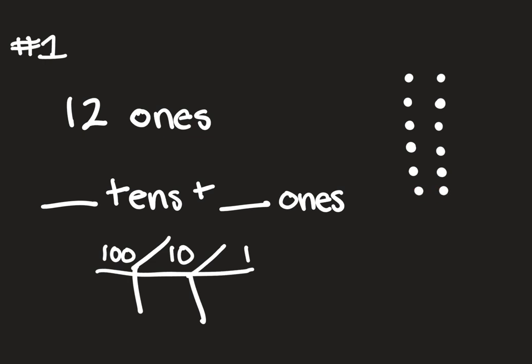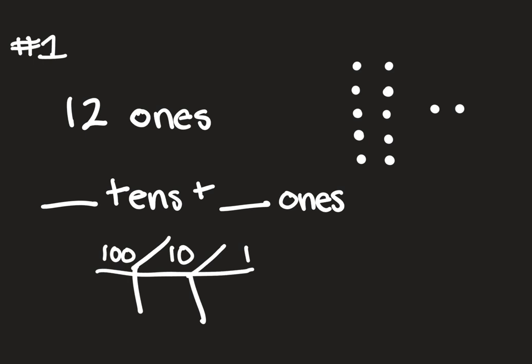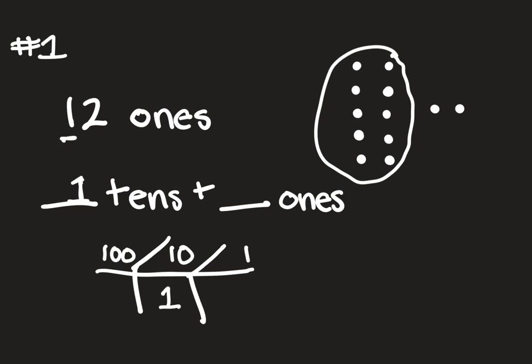Okay, so within this group of 12, we can see that there are 10 ones and 2 ones. So actually, this group of 10 ones makes 1 ten. So we can write 1 ten in our expanded form, and we can write 1 in the tens place on our place value chart, because we can see that there are 1, 2, 3, 4, 5, 6, 7, 8, 9, 10. 10 ones makes 1 ten.